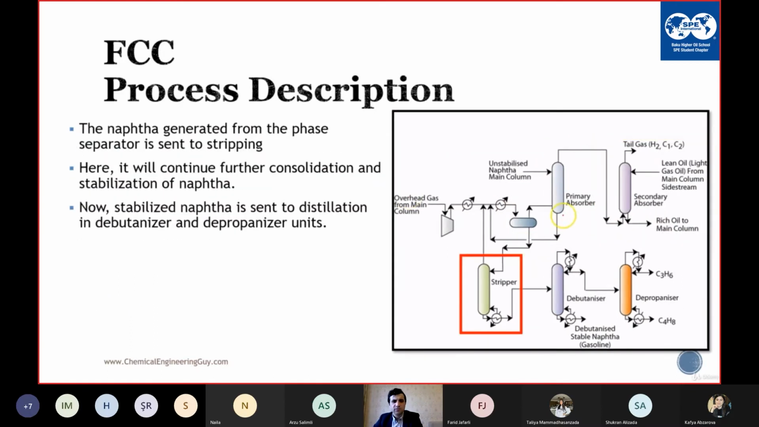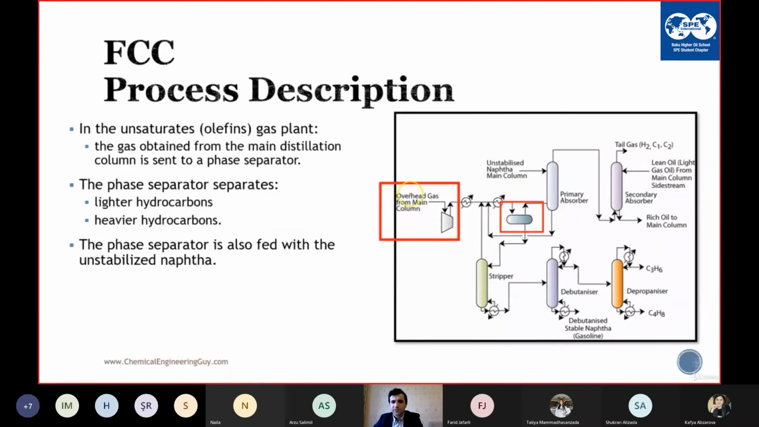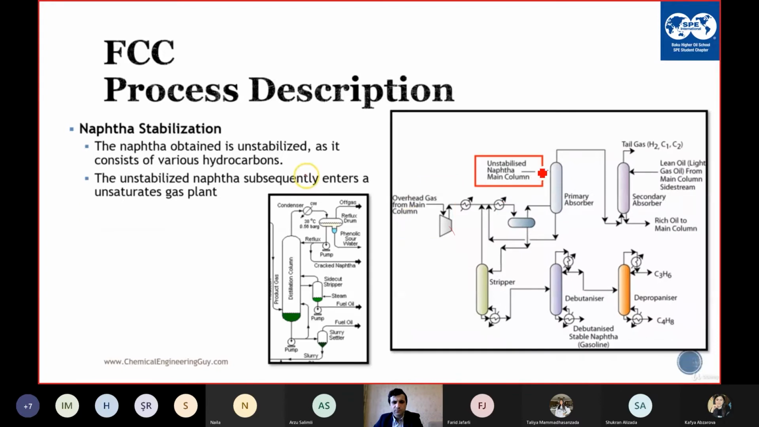Is it later? Later, okay. Then we have the naphtha stabilization. So where we have the unstabilized naphtha. Unstabilized naphtha means naphtha plus gases in the coming stream. And here we want to separate the gases and naphtha. That is what the stabilization of the unstabilized naphtha main column means.